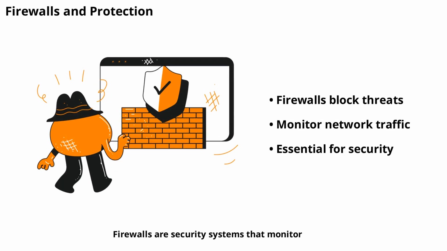Firewalls are security systems that monitor and control incoming and outgoing network traffic. They act as barriers, blocking unauthorized access while allowing safe communication. Firewalls can be hardware devices or software programs, and they're essential for protecting both home and business networks.